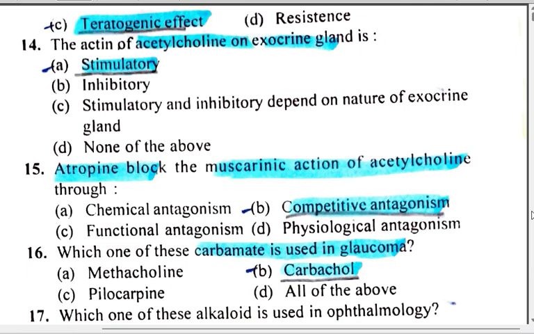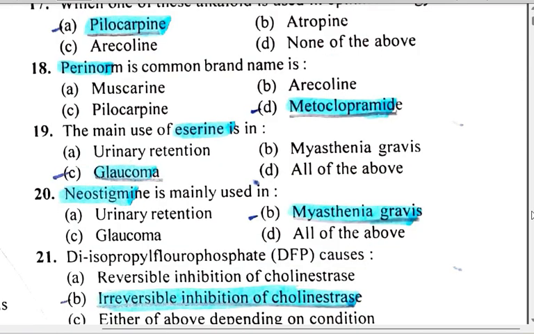The action of acetylcholine on exocrine gland is stimulatory. Atropine blocks the muscarinic action of acetylcholine through competitive antagonism. Which one of these carbamate is used in glaucoma? That is carbachol. Which one of these alkaloids is used in ophthalmology? That is pilocarpine. Perinom is a common brand name.